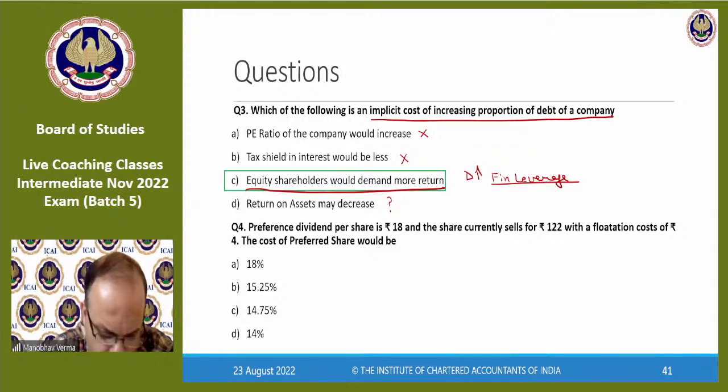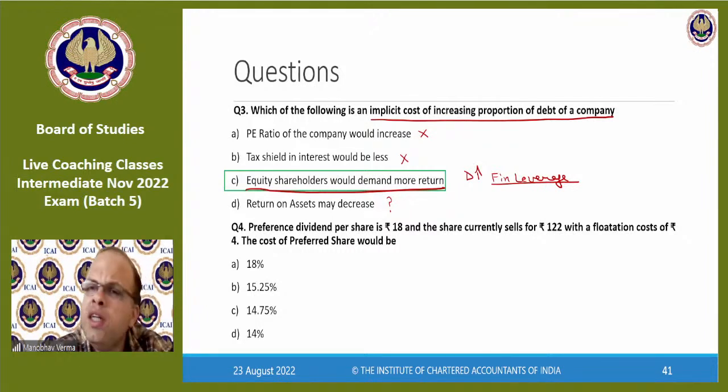Okay, Madhushri says, can you please explain option B? Tax shield on the interest would be less. Madhushri, tax shield cannot decrease, right? If there is an increasing proportion of debt and the tax rate doesn't change, the absolute amount of tax benefit will actually increase. Tax shield is tax benefit. If my interest is increasing, my tax shield will be more. And we are anyways talking about implicit cost, not the explicit. So that is also a key factor you need to worry about.